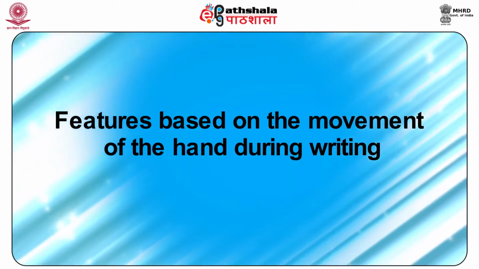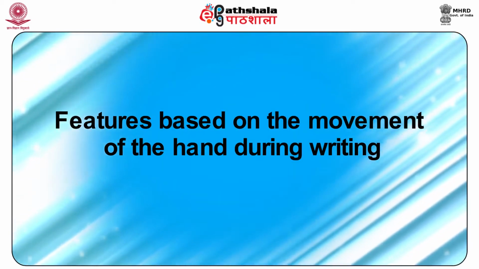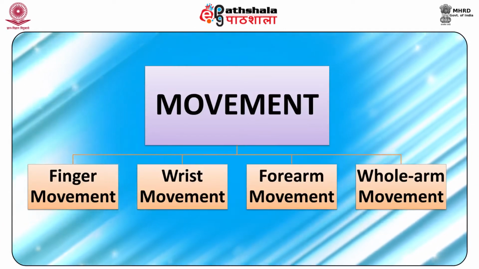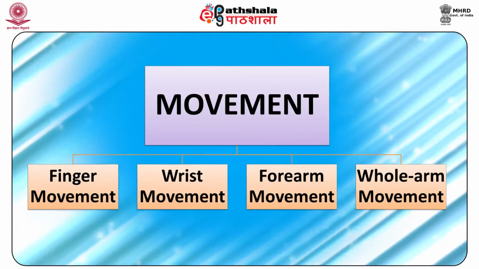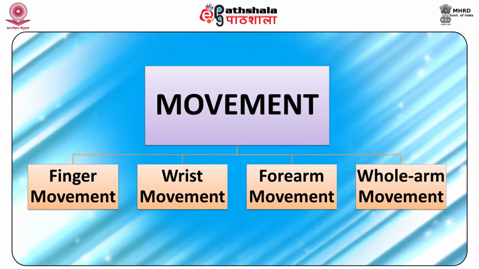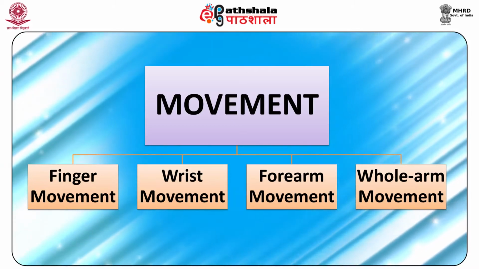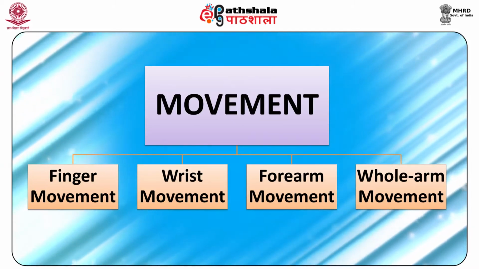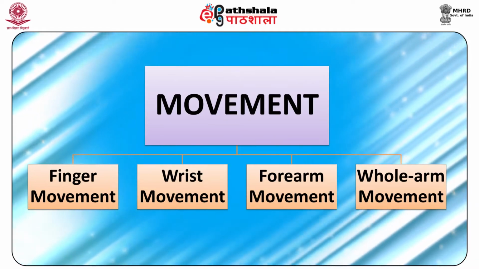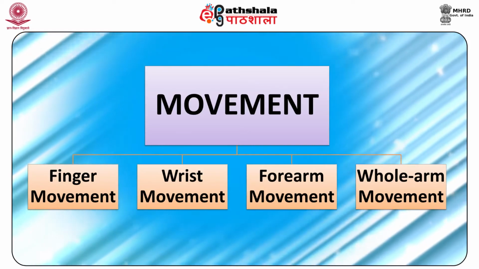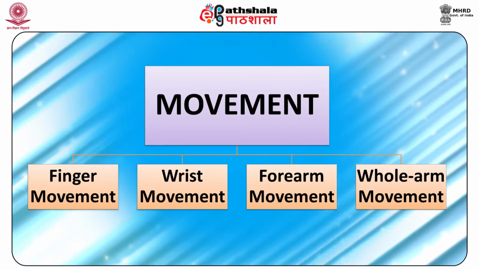Now let us learn about features based on the movement of the hand during writing. The movement in the writing includes the movement of the whole arm, fingers, hand, and forearm during the production of handwriting. The movements which are required in the production are finger movement, wrist movement, forearm movement, and whole arm movement. Now let us learn about these movements in detail.